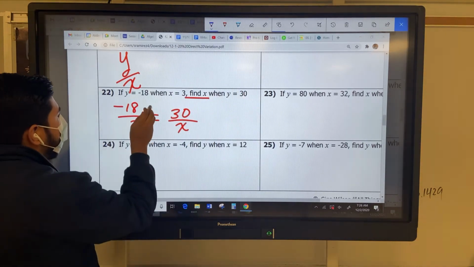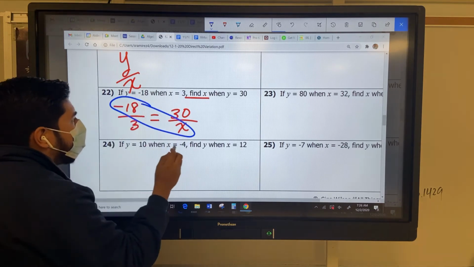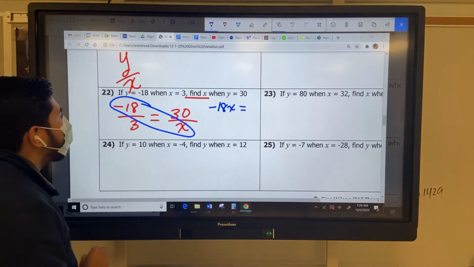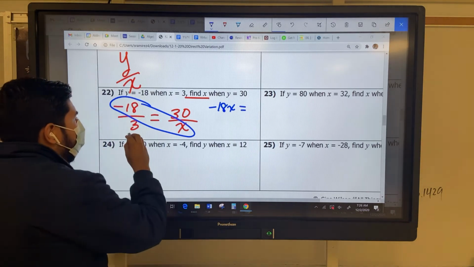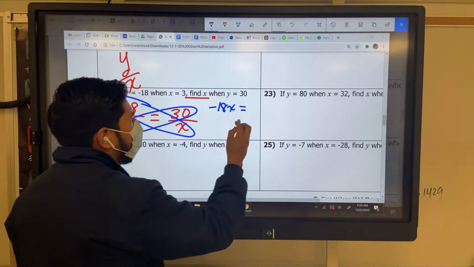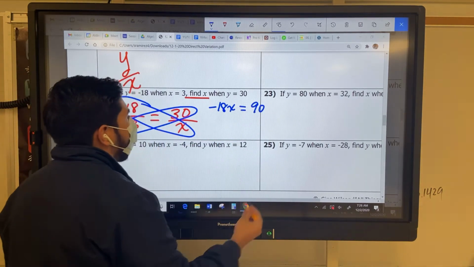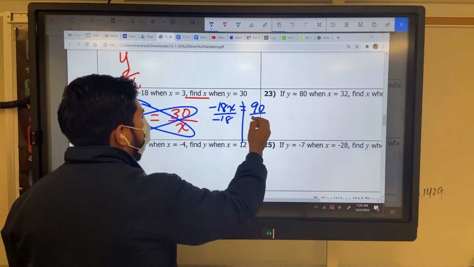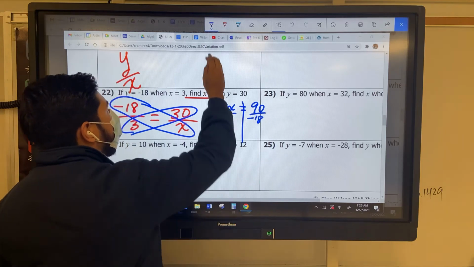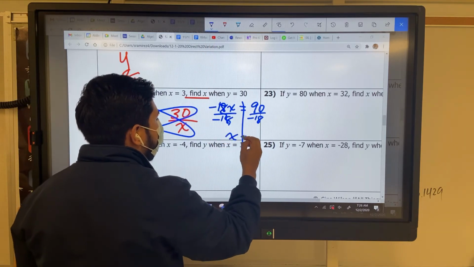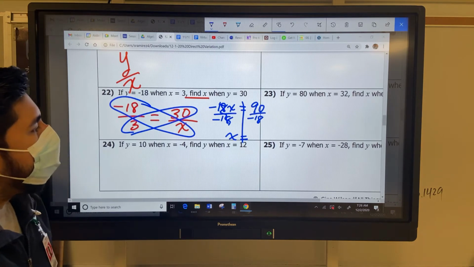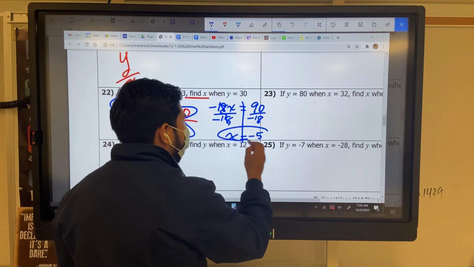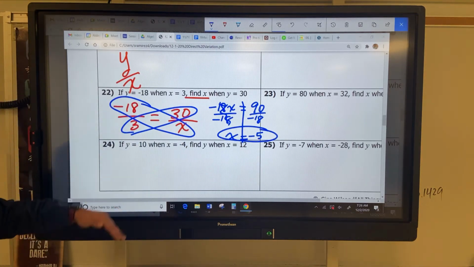Butterfly. Negative 18 times x. Negative 18x equals 3 times 30. That's 90. Divide. Divide by negative 18. X equals 90 divided by negative 18. Looks like that's negative 5. Boom. Last one.